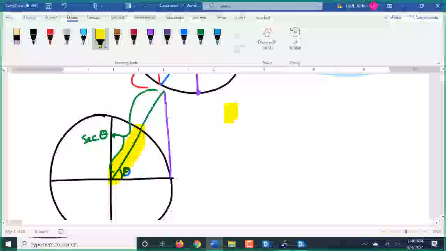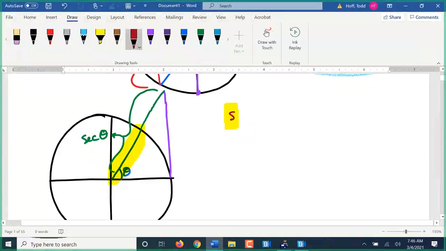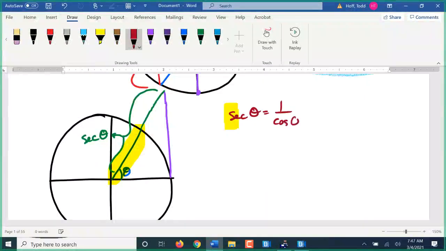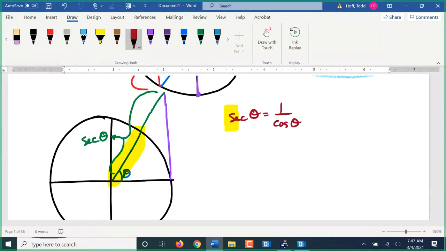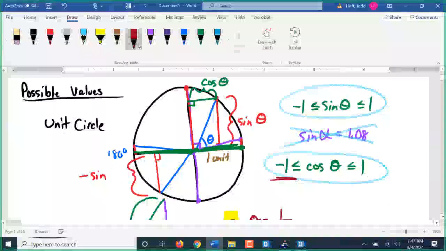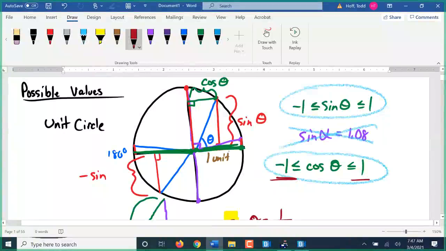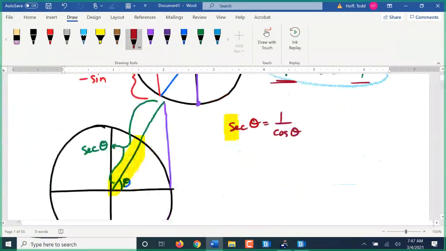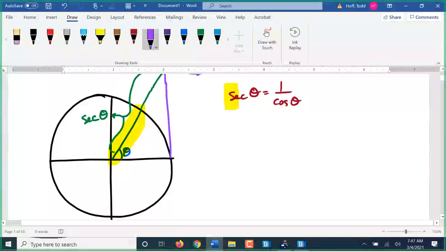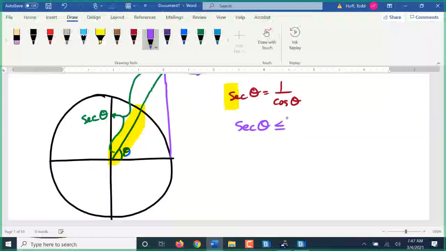Because the secant is equal to the reciprocal of the cosine, and obviously the cosine can go from -1 to +1, so there are times when the cosine's negative. The secant has to be negative as well. So the secant of an angle has to be less than or equal to -1, or greater than or equal to +1.